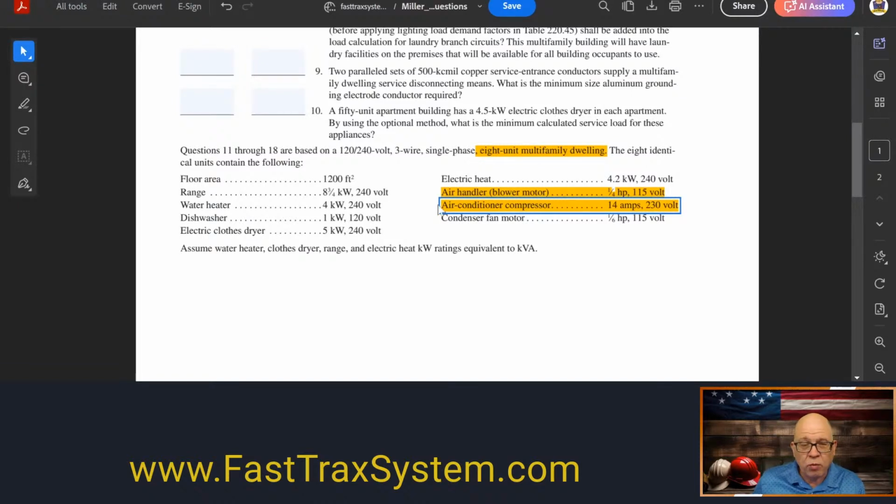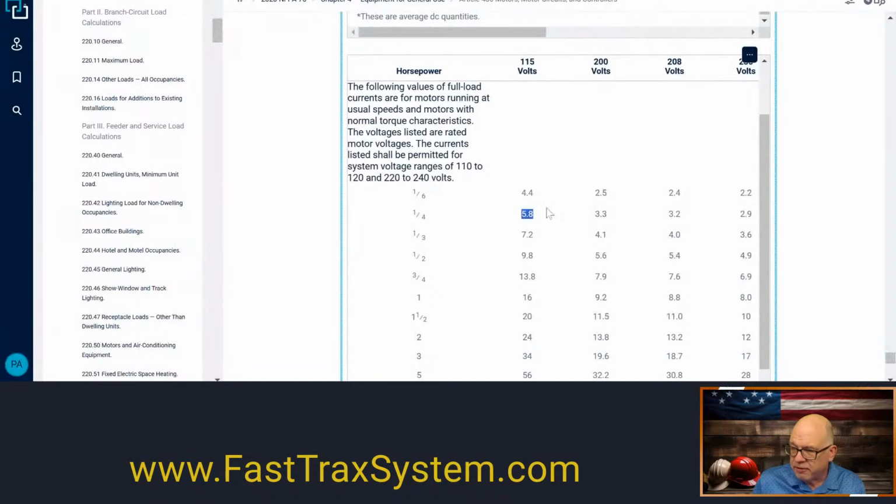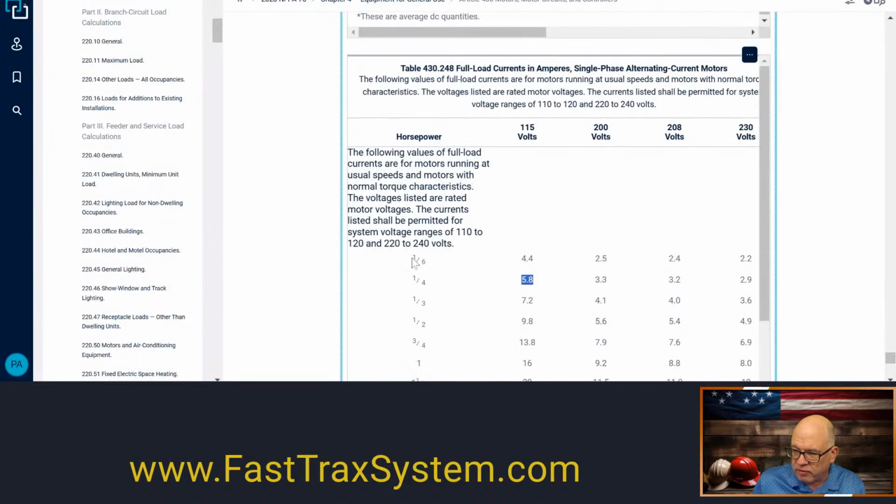All right, and then what else do we have for AC? Well, we have the condenser fan motor. So let's highlight that. And that is 1/6 horsepower. Unfortunately for us, we're going to have to go back to the NEC for that one. So right here is 1/6 horsepower, and it's 4.4 amps.